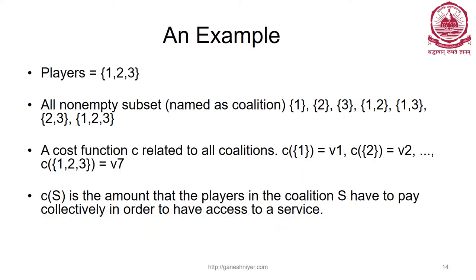For example, for a 3-player situation 1, 2, 3, all non-empty subsets are coalitions: 1, 2, 3, 1-2, 1-3, 2-3, and 1-2-3. Including the null set, there are 2 to the power 3, that is 8, coalitions possible. And there could be a worth associated with each, say V1. If player 1 is alone in the group, what is its worth? V1. Or when 1, 2 and 3 join together, the worth is V7, and so on.